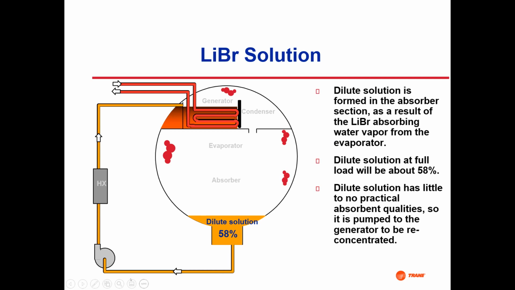So then basically we're going to pump it back up. We're going to go through a heat exchanger first, just to change some heat, but then it's going to go up here to the generator where we're going to heat it up, and then we're going to boil some of that water out of here to make the cycle, provide the refrigerant vapor, so the cycle will work.